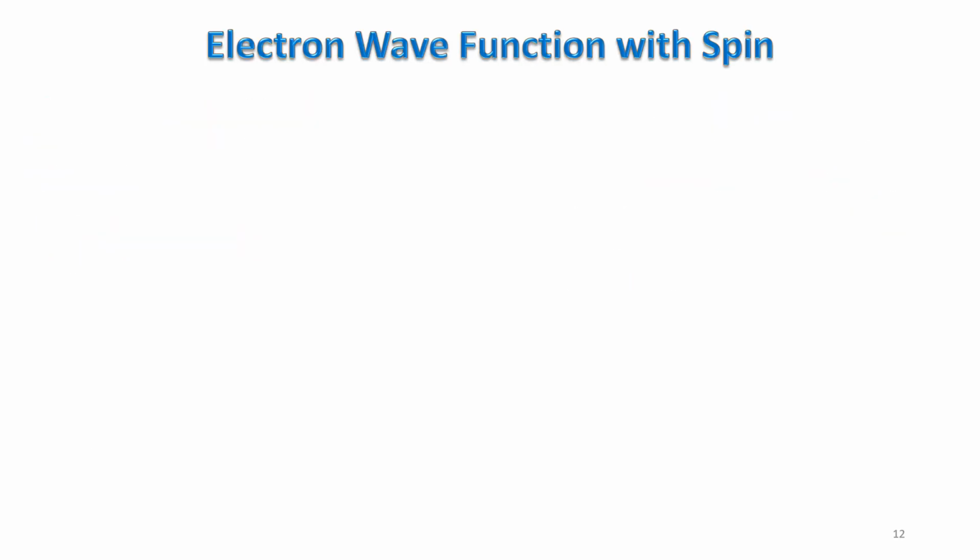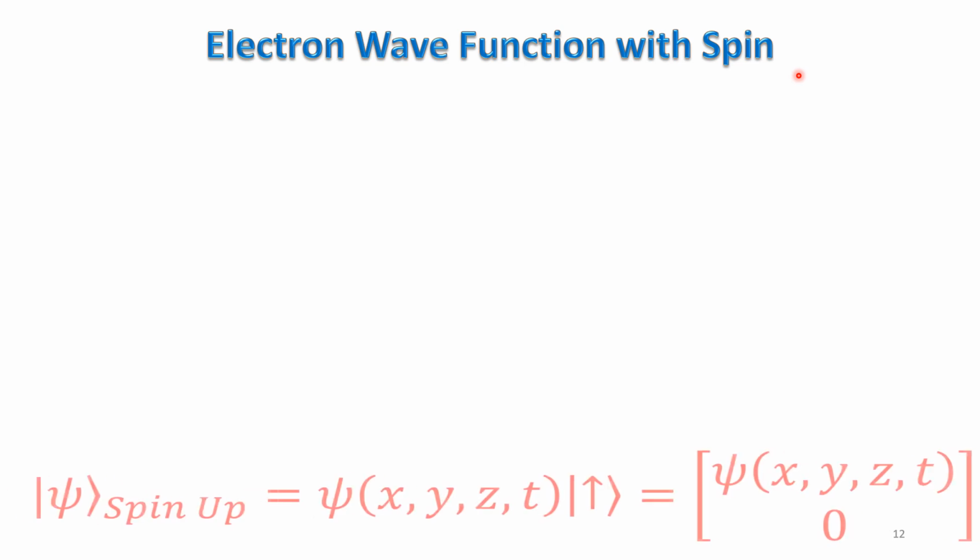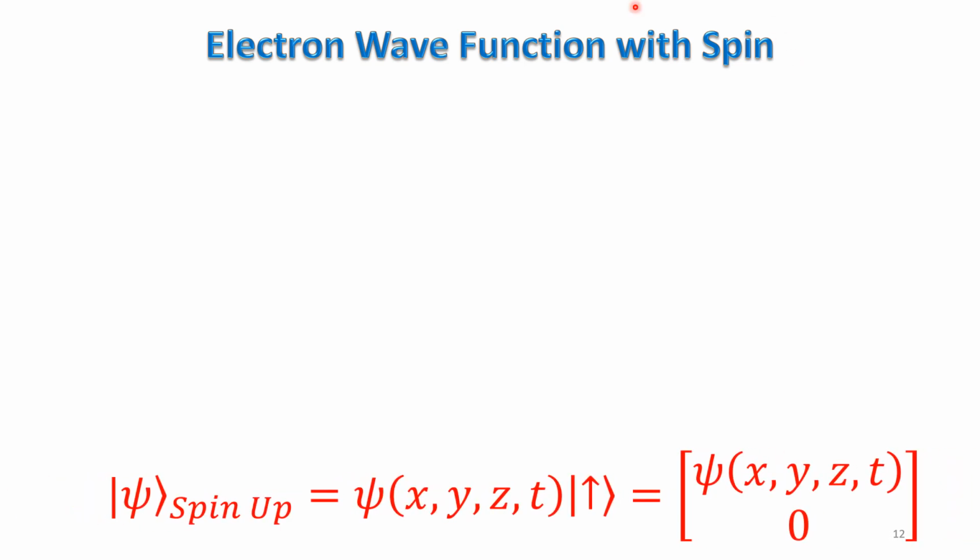So now we shall try to represent the electron wave function with spin. Up till now, we have simply taken a spinless wave function and added a factor to represent spin up or spin down. With our matrix notation, we can now put a wave function in the spin up position or spin down position.